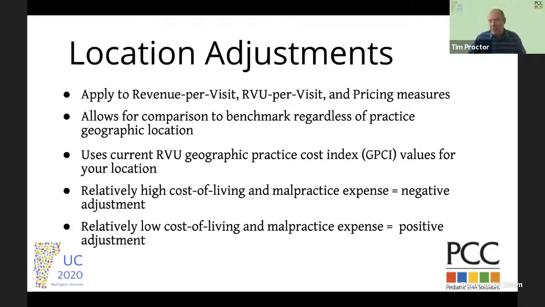If you're familiar with RVUs, we look at the Geographic Practice Cost Index that is released each year for various locations throughout the country to do that math. I'm not going to get into how that's all calculated, but essentially, if you're looking at revenue per visit, you'll see a location adjusted version. And if you're in a relatively high cost of living area, your location adjusted revenue per visit may be a little lower than your actual revenue per visit. And it just allows you to make that comparison.